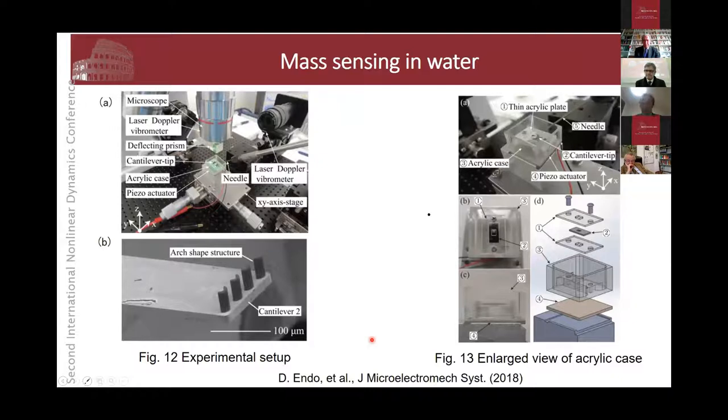Mass measurements in the liquid environment are conducted after filling the acrylic case with water.